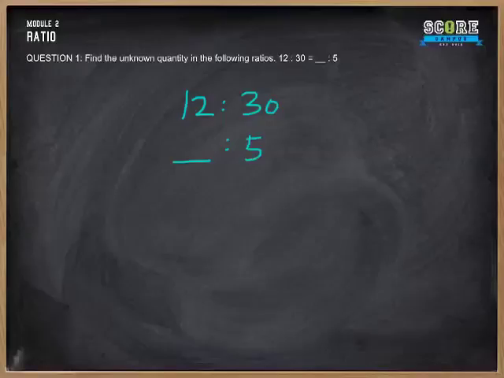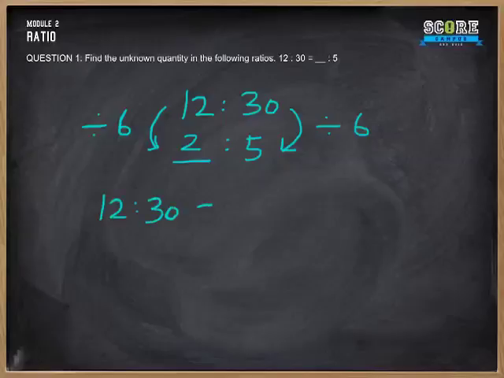Okay, so now what we want to do here is find the relationship between 30 and 5. And what's the relationship? If you realize that when you divide 30 by 6, you get 5, right? So if you're dividing one side of the ratio by 6, you've got to do the same for the other side of the ratio. So 12 divided by 6 is 2. Okay, so the dash is 2. So 12 is to 30 equals to 2 is to 5. And that is your final answer.